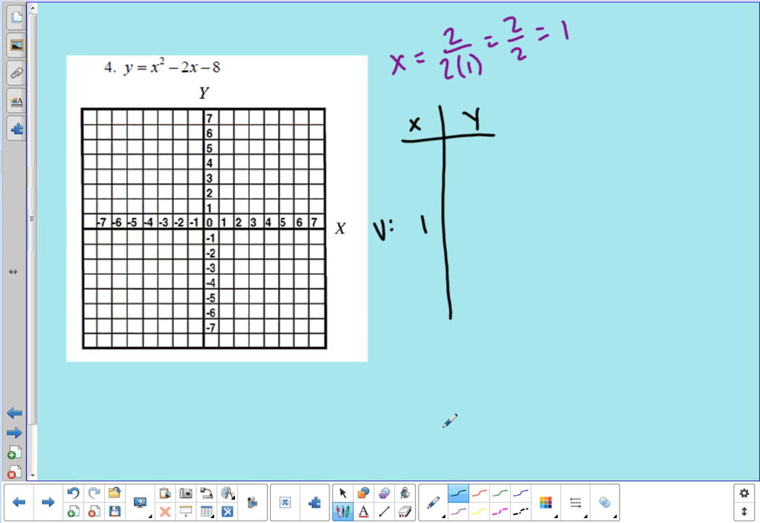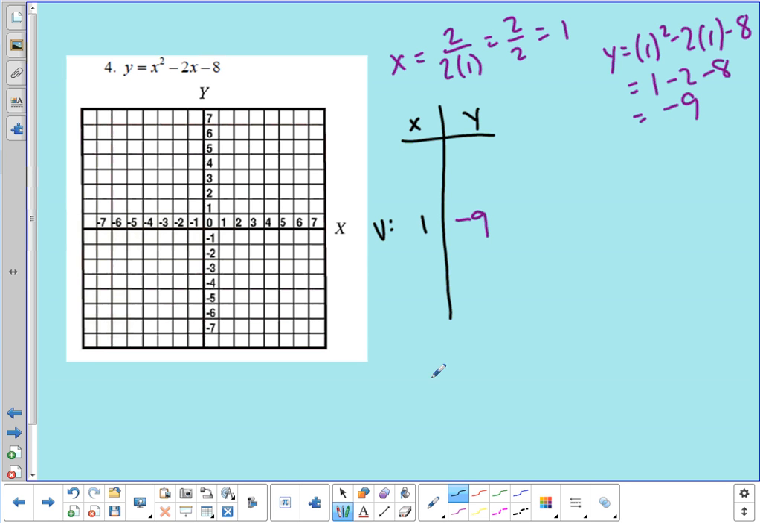I need to find the y value, so let's plug that in. Y equals 1 squared minus 2 times 1 minus 8. So that is 1 minus 2 minus 8. Holy cow. 1 minus 2 is negative 1, minus 8 is negative 9. So negative 9 is my y value there.